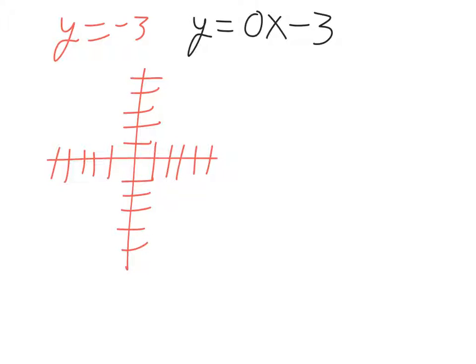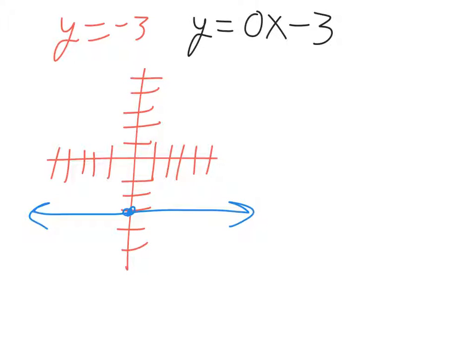Our y-intercept is negative 3, so we're going to put a point there. Since it's 0 slope, that means it's going to be horizontal. So all you do is draw a straight line right through that point, and that is your graph for that equation. And we'll do two more here.